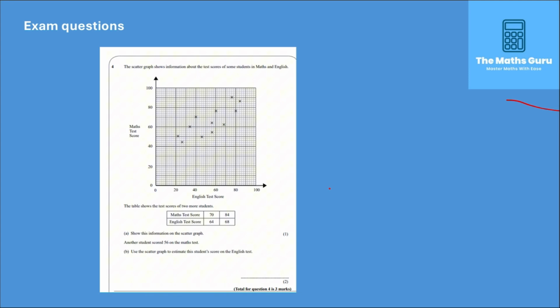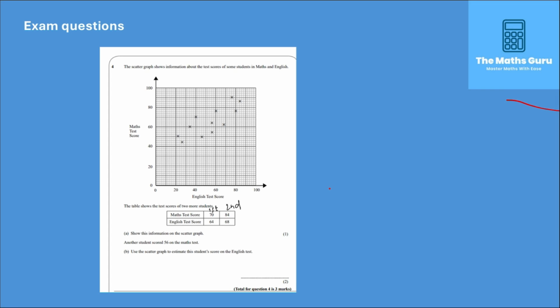Okay, now looking at question 4, it tells us the scatter graph shows information about test scores of some students in maths and English. The table shows the scores of two more students: the first student got 70 in maths and 64 in English, and 84 in maths and 68 in English. Show this information on the scatter graph.